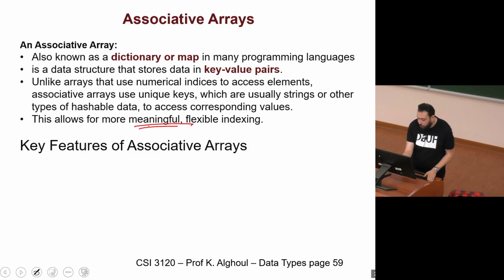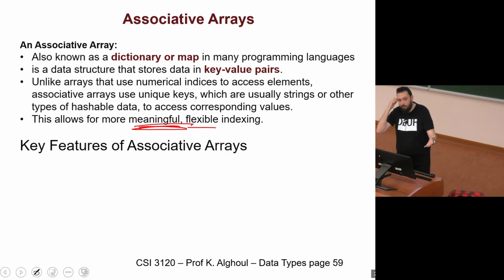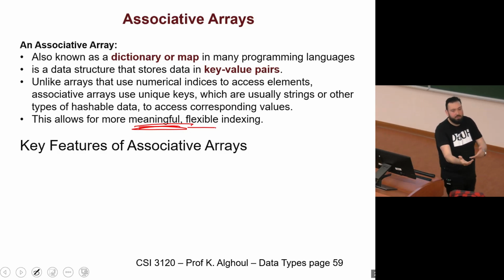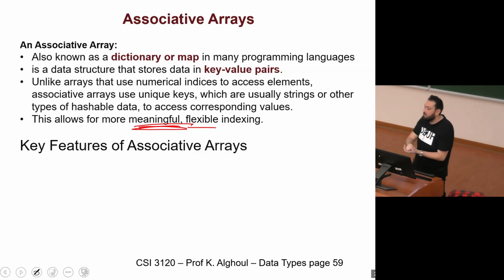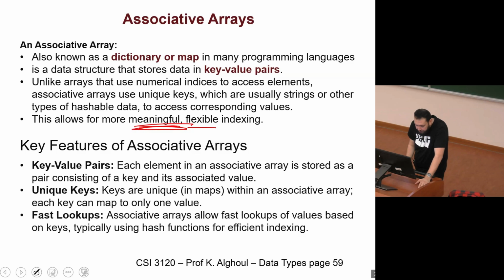Very useful. This allows for more meaningful, flexible indexing. Instead of randomly saying, okay, I want to access this through index 3008, this random number, I can access it right away, for example, by calling an actual key, let's say grade or whatever. So key value pairs, we're just repeating now. What is the very good thing about it? That there are fast lookups. Why? Because if we want to transform these maps into hash maps, we can use hash functions and all of these kinds of things that we've learned before.